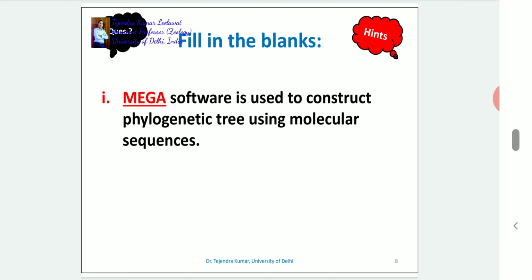As I know, Mega is the best because, first of all, it is free, and we also prefer free software. And what is Mega? Mega is Molecular Evolutionary Genetics Analysis. That is the complete full form of this. It is also used for the maximum composite likelihood method.